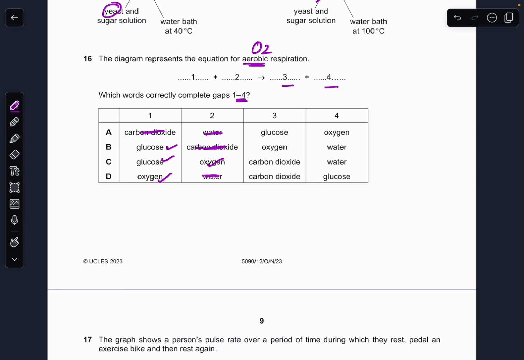What are going to be the products? Oxygen, no. Oxygen is not going to be the product. Carbon dioxide is going to be the product. Glucose is not going to be the product. And carbon dioxide is going to be the product. And then fourth, the product is going to be water and water, not the oxygen and not the glucose. Glucose and oxygen are the reactants. So the correct answer is going to be C.